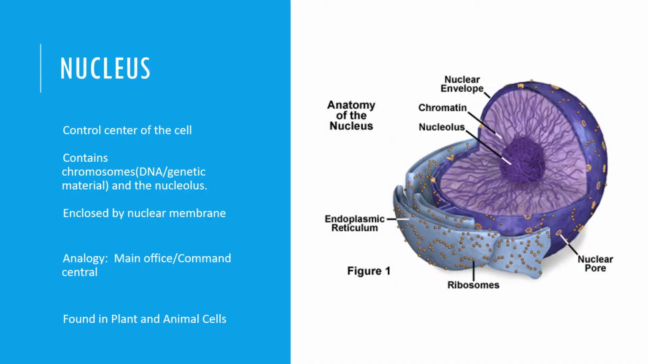Next, we have the nucleus. And the nucleus is kind of the control center, main office, or command central for the cell. It directs the activities of the cell. It contains chromosomes, which are our genetic material, and it also contains a nucleolus. We will find the nucleus in eukaryotic cells like plant and animal cells.